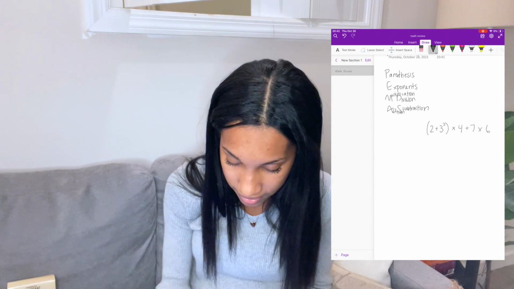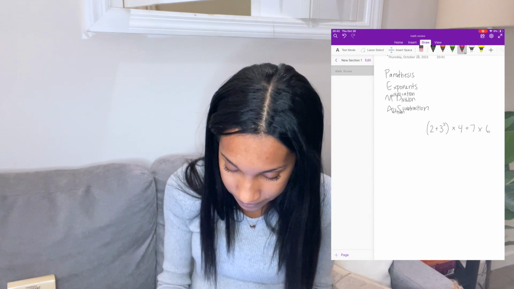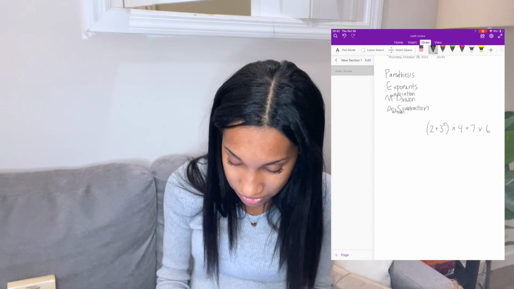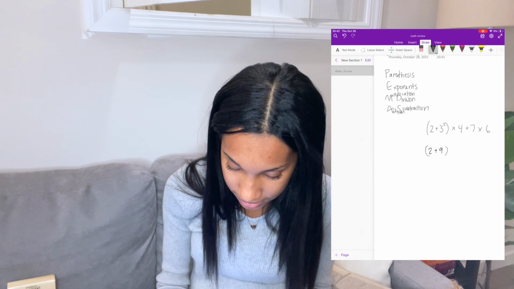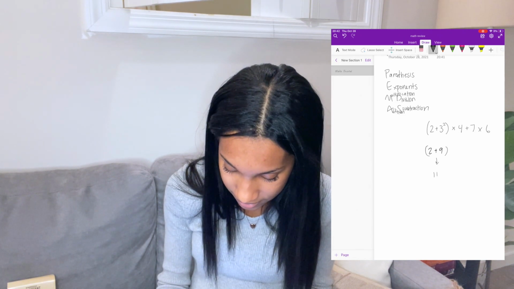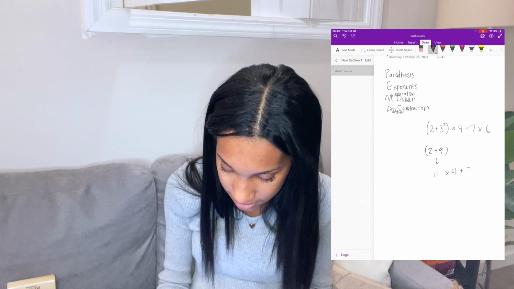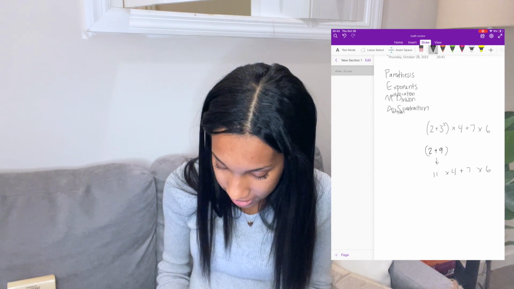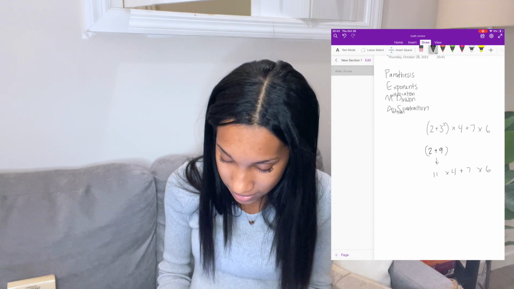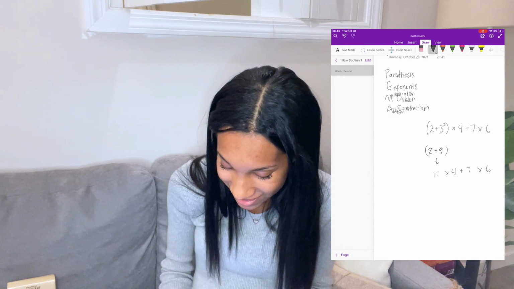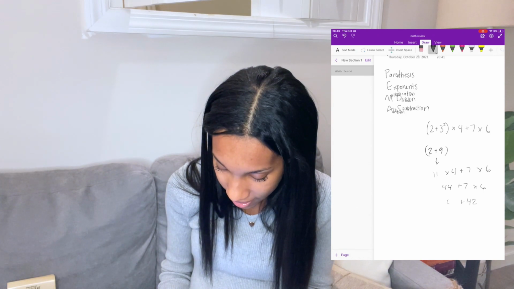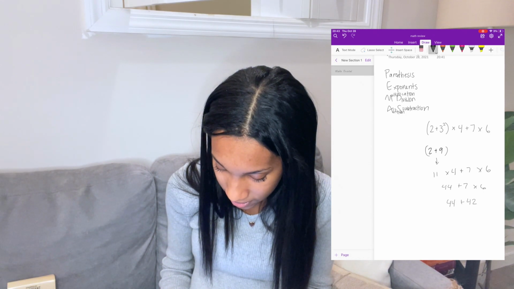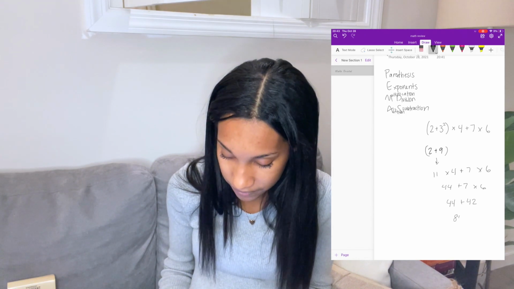You're going to solve what's in the parentheses first. So this is the P part. And within the parentheses, you're going to do your exponent first. So it's going to be 2 plus 9. So that's going to be 11 times 4 plus 7 times 6. You're going to go from left to right. So multiplication, so 44 plus 7 times 6. 7 times 6 is 42, I think. And then you're going to add them together. 42 and 44, 86. So 86 is going to be your answer.